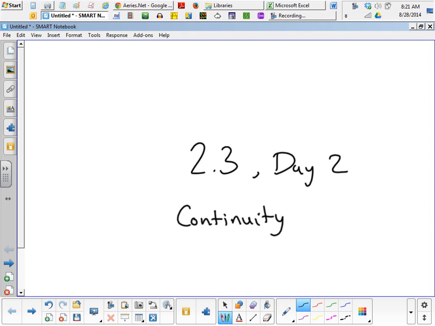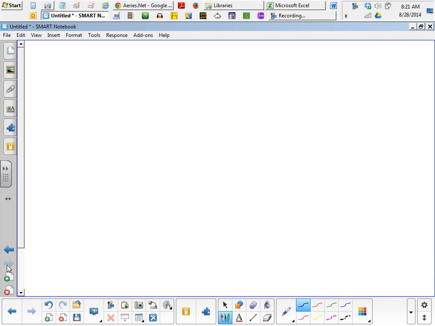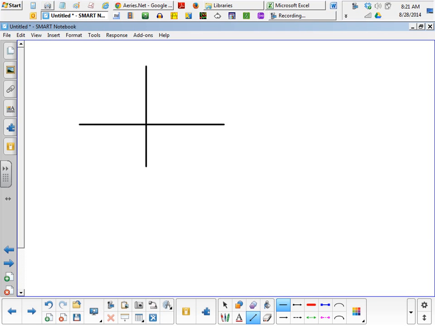Okay, so 2.3, day 2, continuity. All right, so I do want to have this graph in your notes. Hopefully you did the warm-up in your notes. If not, that's not a big deal. We'll just copy it now.